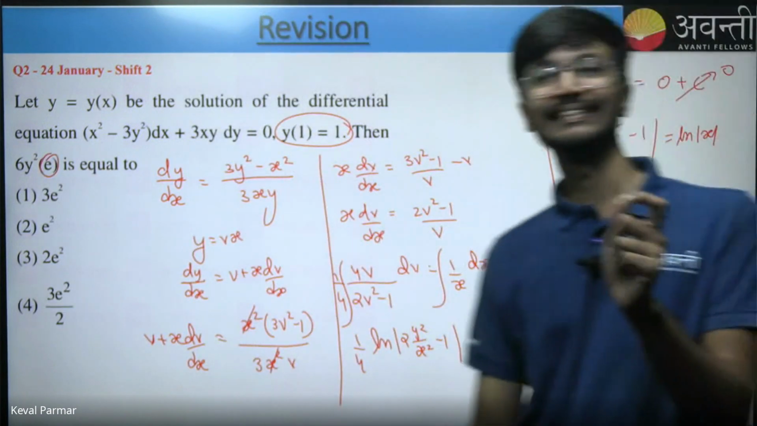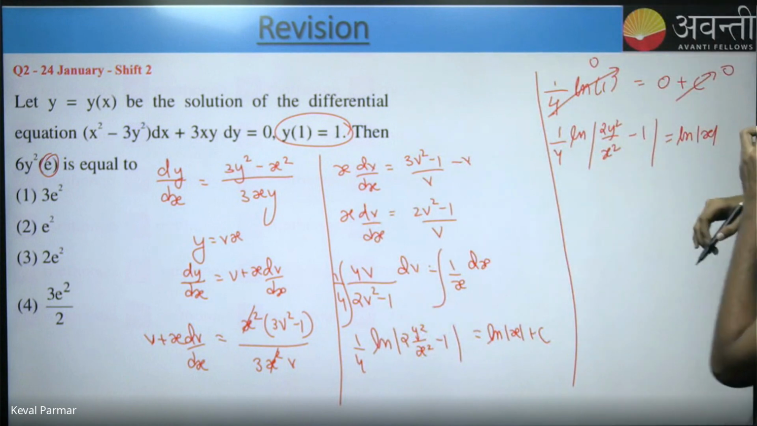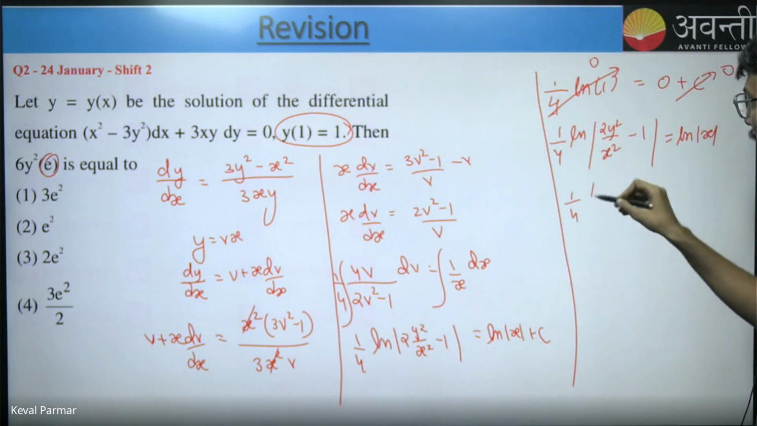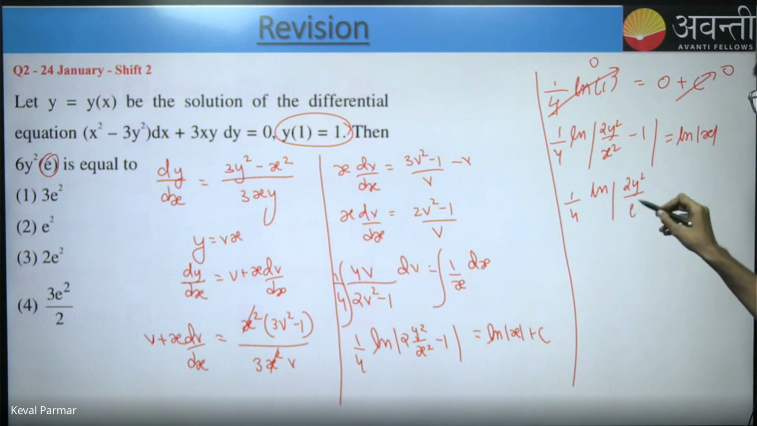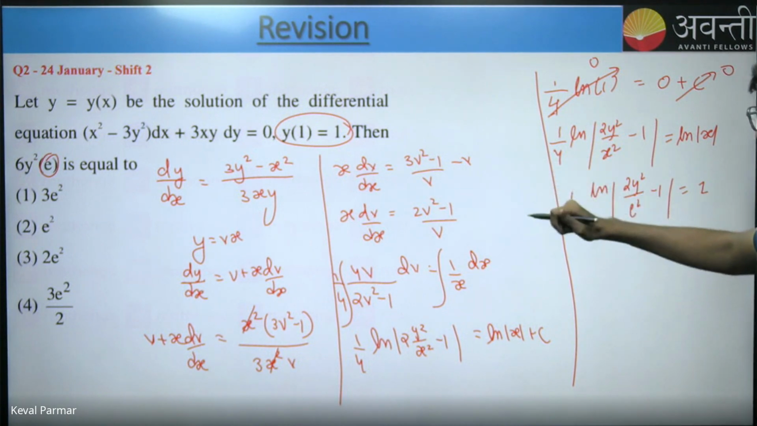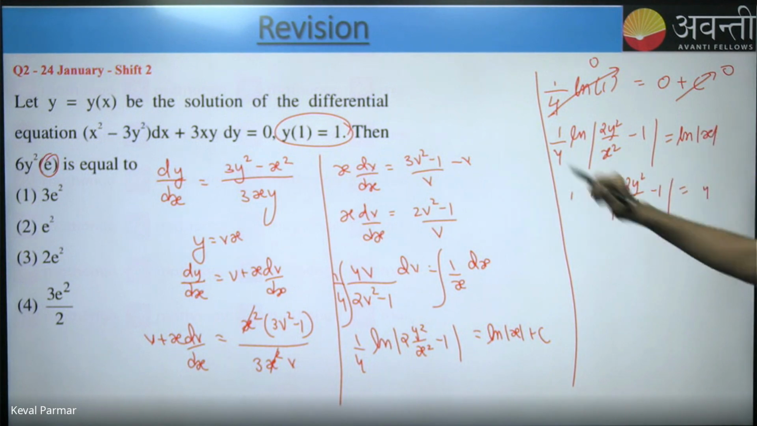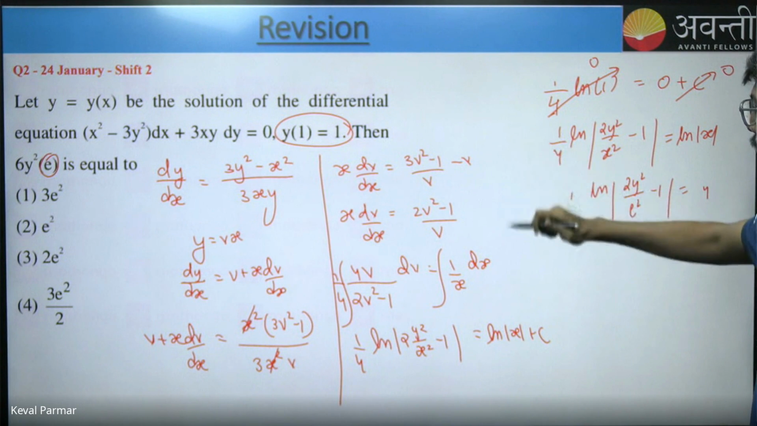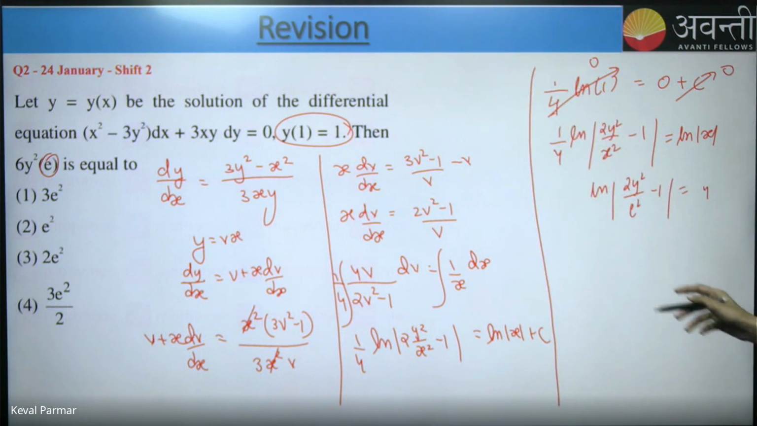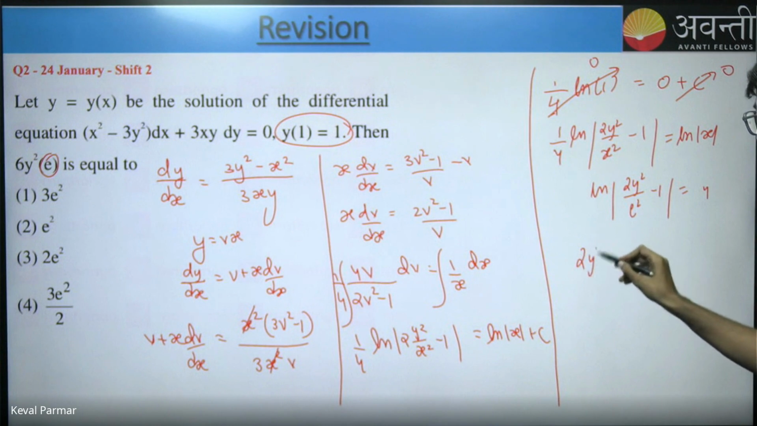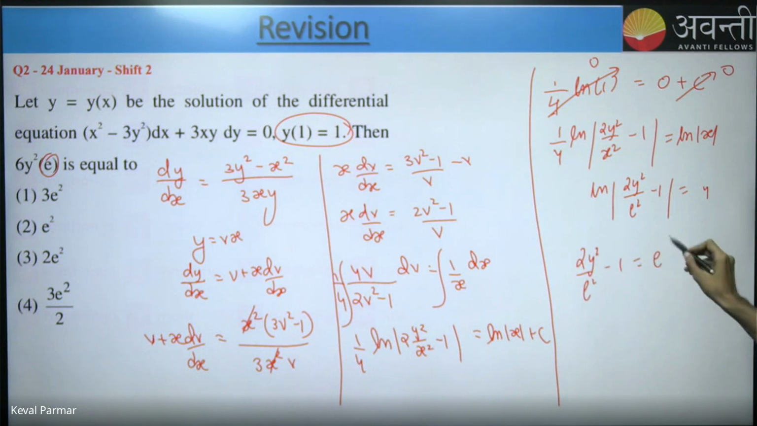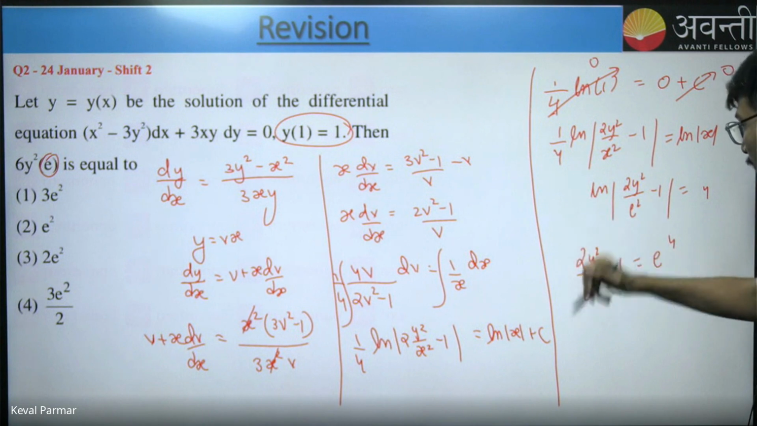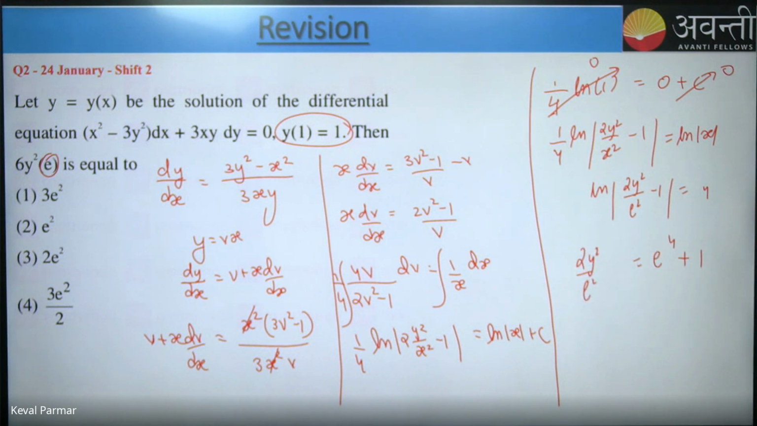That means put x equals to e. If I put x equals to e, I get 1 by 4 ln 2y square upon e square minus 1 is equal to ln e, which is 1. So if we cross multiply, this will become 4. So now I can write 2y square upon e square minus 1 equals to e to the power 4. This will come here. So plus 1.